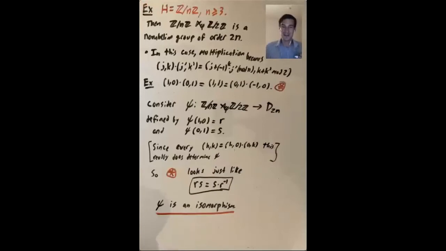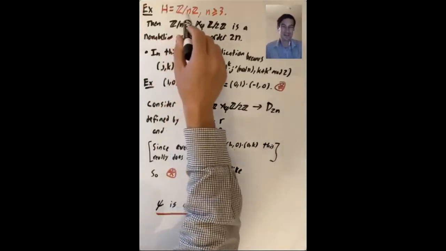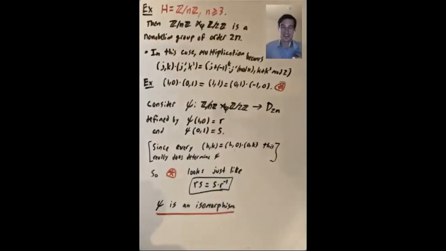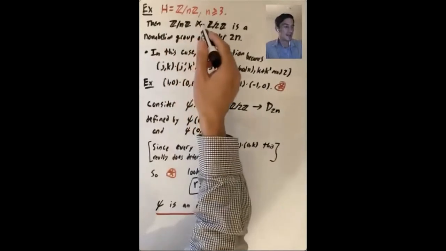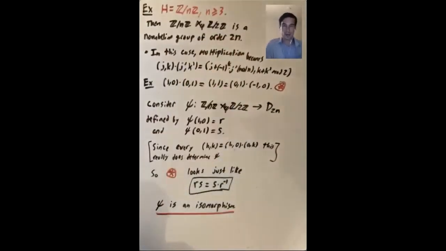Continuing with this setup, let's make the particular choice now where H is the abelian group Z mod nZ, where n is at least 3. This has an element of order n, so certainly it has a non-identity element whose order is not 2. So what does that mean? Z mod nZ semidirect Z mod 2Z with this choice of phi that we defined before is a non-abelian group of order 2n.